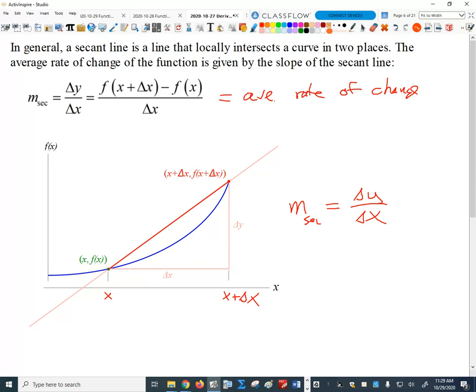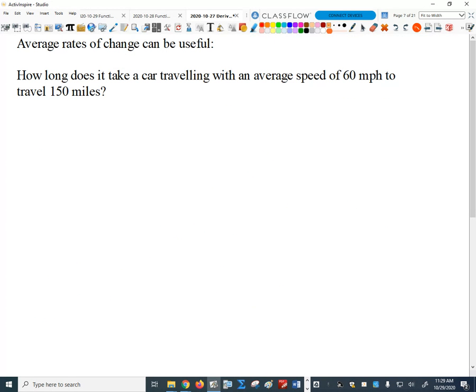This is not a calculus concept. This is a pre-calculus concept. We don't need any calculus. We haven't even really learned any calculus. We don't need any calculus to understand this. It can be really useful.